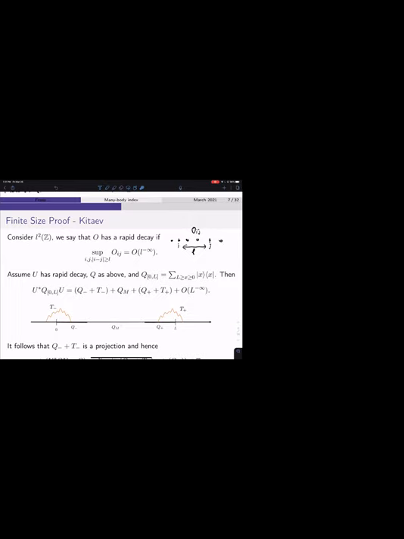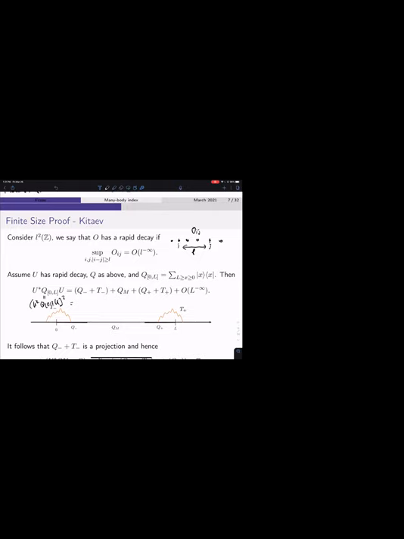So it has two contributions: a contribution around zero, which is Q minus, which is this T minus, and a contribution around L, which is denoted by T plus. So if I now look at the square, this is equal to the square of itself, it's a projection. And if I compute the square of this line, these three objects are orthogonal to each other.